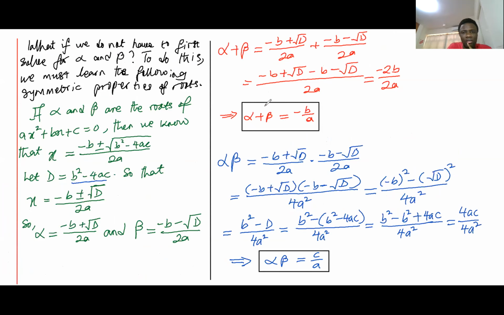What does alpha plus beta mean? Anybody? The coefficient of b? No, think again. What does alpha plus beta mean? The sum of the roots. Sum of the roots, that's what I want to get. So if alpha and beta are the roots, alpha plus beta is the sum of the roots. Which means we do not need to solve for the roots to know what their sum is. Does everybody get that? We do not need to solve for the roots to know what their sum will be.